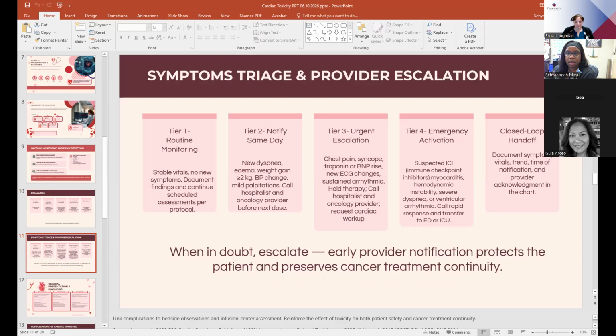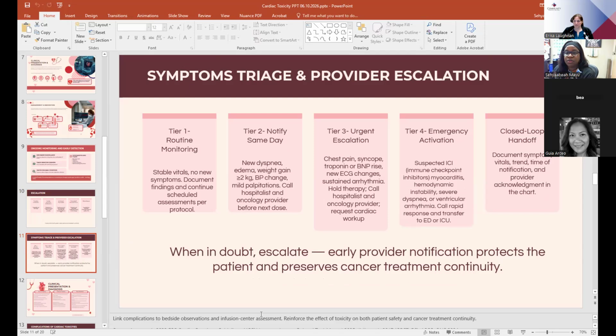This one here. So symptoms, triage, and provider escalation. So tier 1, routine monitoring. So stable vitals, no new symptoms. We document findings and continue scheduled assessments per protocol.